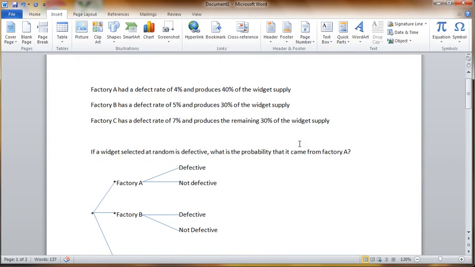Hello everyone, this is Dr. Vaughn. In today's video we're going to be talking about an example of Bayes' theorem. Now Bayes' theorem is one of the topics in this week's unit. I'm going to be doing an example here that I've created.